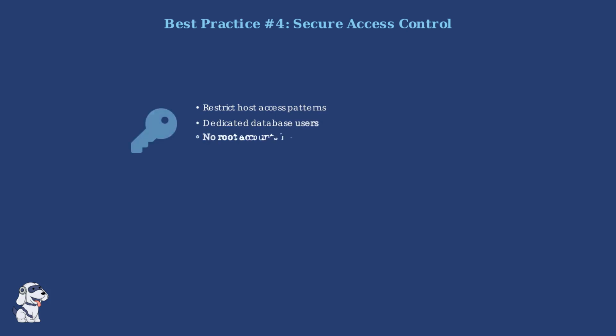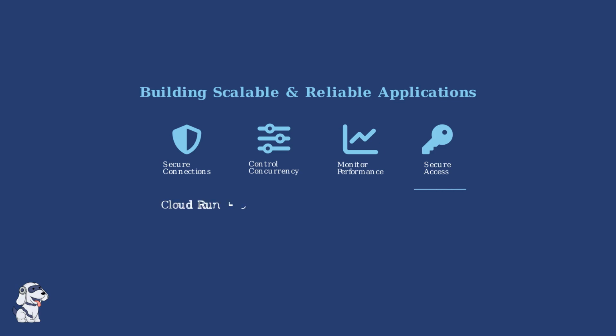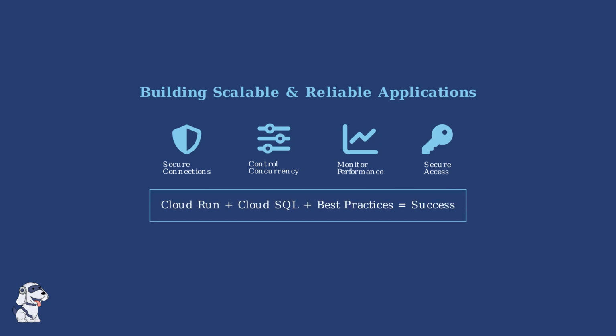Fourth, secure your database instances properly. Restrict host access using patterns like Cloud SQL Proxy %, create dedicated database users for each application, and never use root accounts in production environments. By following these 4 best practices, using Cloud SQL Proxy for security, controlling concurrency with max instances and connection pools, implementing comprehensive monitoring, and securing access properly, you can build scalable and reliable applications with CloudRun and Cloud SQL.